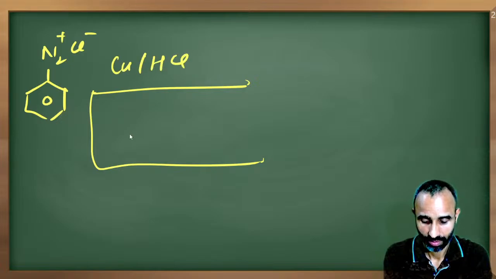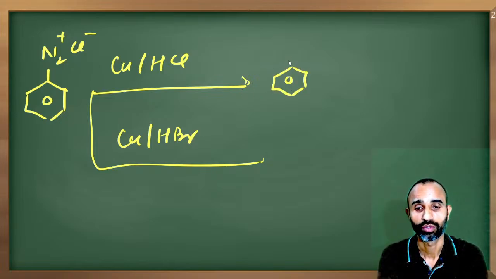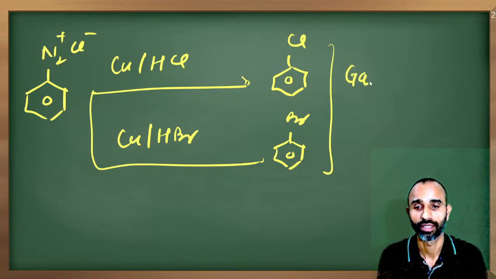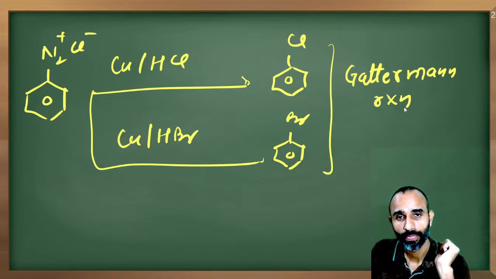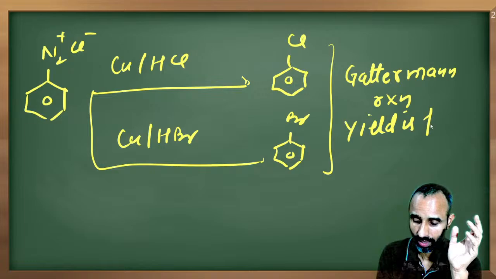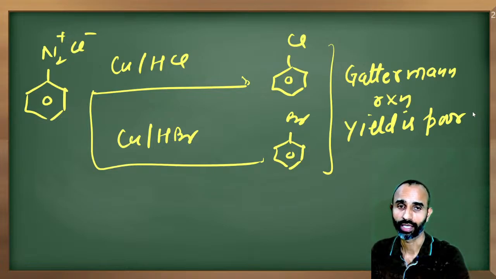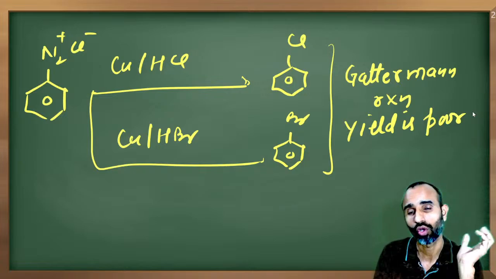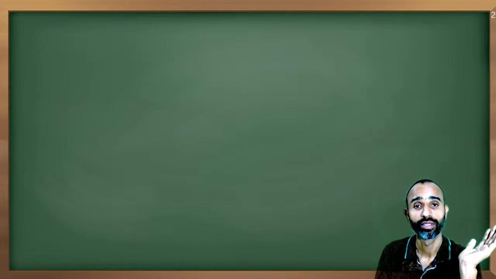Now on the same line, we can treat it with Cu/HCl and Cu/HBr. So we get chlorobenzene and bromobenzene, and these are the Gattermann reaction. But if we compare the yield, in both Sandmeyer and Gattermann reactions we get chlorobromobenzene, but in the Gattermann reaction the yield is poor as compared to the Sandmeyer reaction, because here we are using metal, but in the Sandmeyer reaction we are using a metal salt. That's why the yield is poor in the Gattermann reaction and good in Sandmeyer.